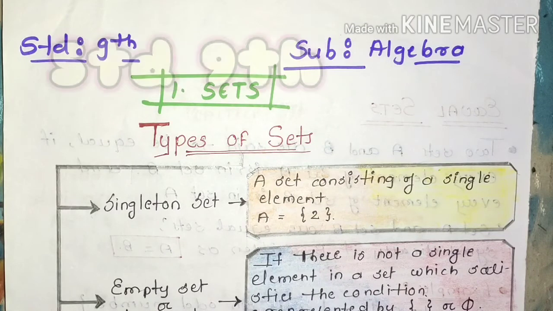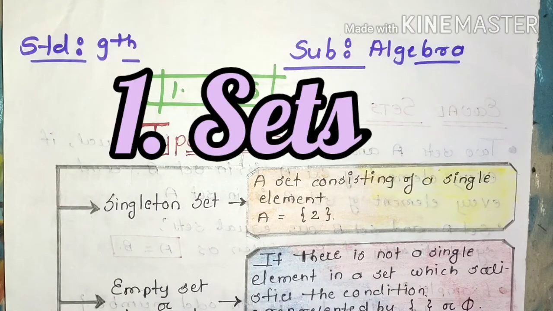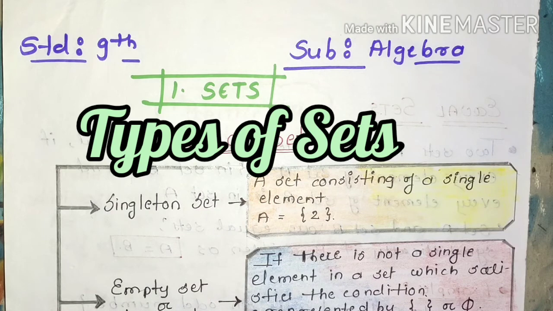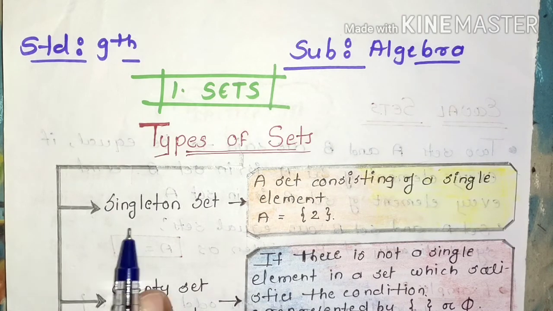In this video also we are going to continue with chapter 1, Sets, for the 9th standard. Today we are going to learn the types of sets: how many types of sets are there and which are those. First one we have the singleton set.